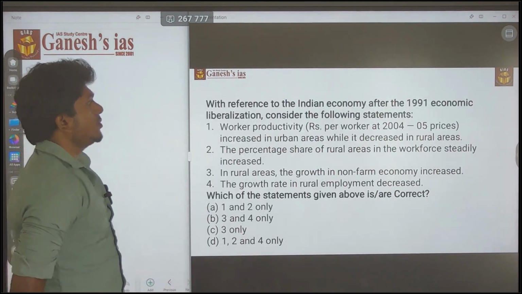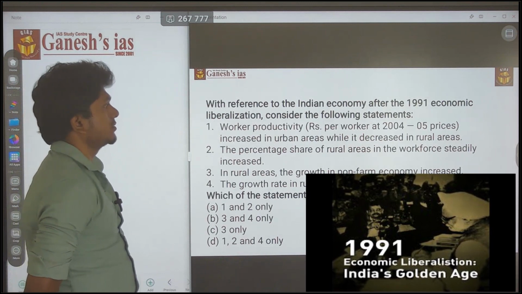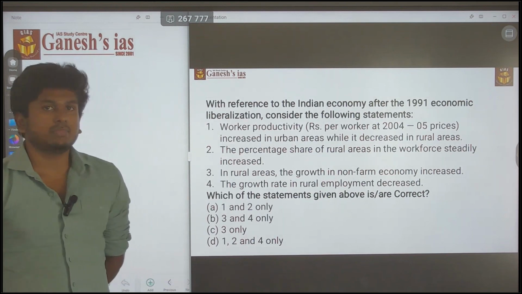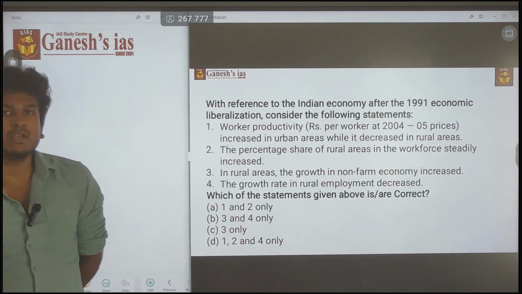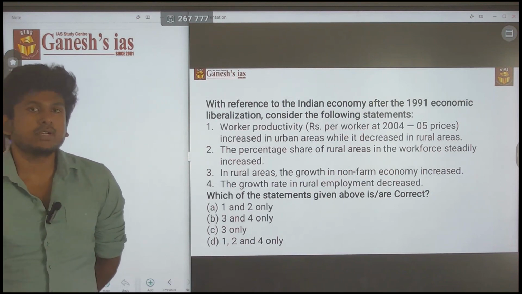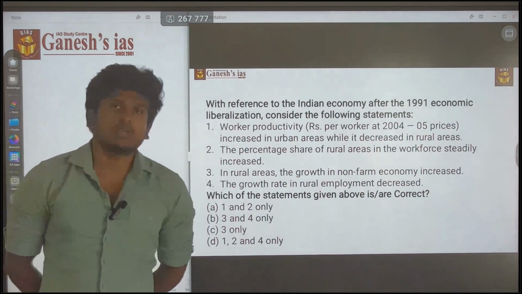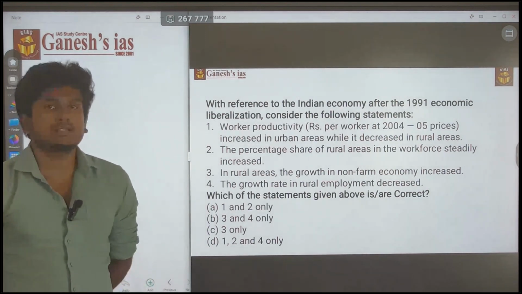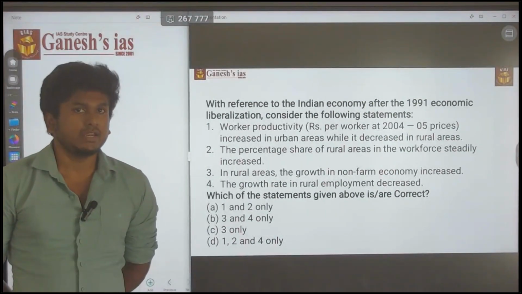With reference to the Indian economy after the 1991 economic liberalization, consider the following statements. See, liberalization is nothing but the relaxation of trade rules and regulations. There were strict rules and regulations in India before 1991, which were relaxed after 1991. That is called the LPG era, the major economic reform done in India.